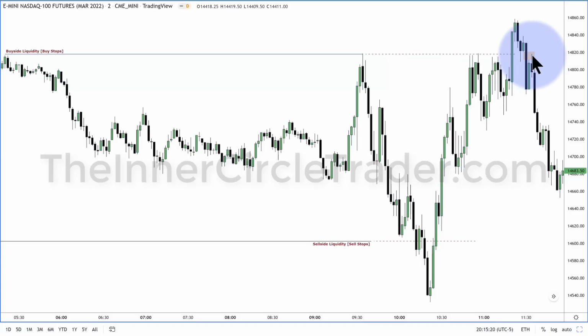Now, where's your stop going to be? Well, you can put it above this high here, or you can put it above this candle's high, whichever your risk parameters allow for.